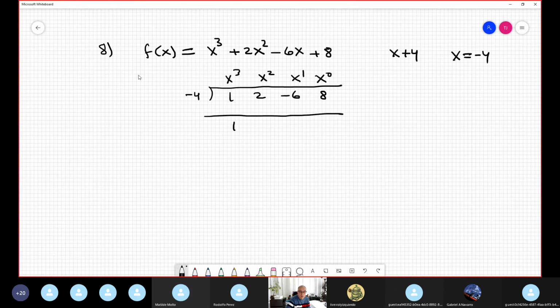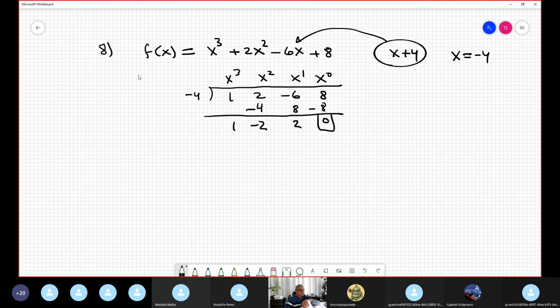Remember, bring down 1, multiplication is negative 4. Combine, this guy is negative 2. Multiplication is 8. Combine here is 2. Multiplication is negative 8. And the remainder is 0. When the remainder is 0, that means that the factor x plus 4 belongs to this polynomial. If the remainder is not 0, then the answer is no. Okay? The answer is yes. Easy or no?